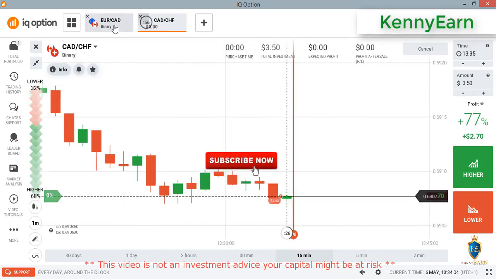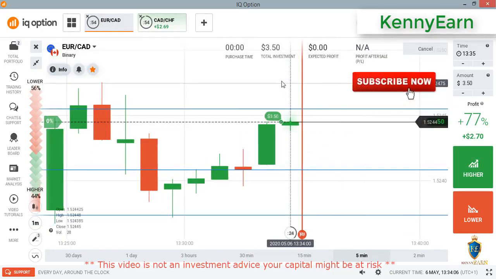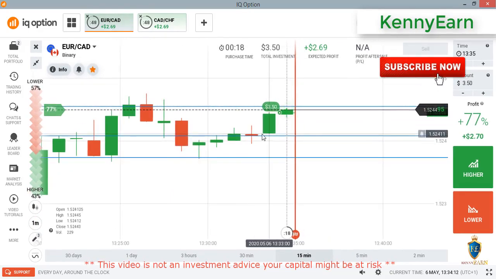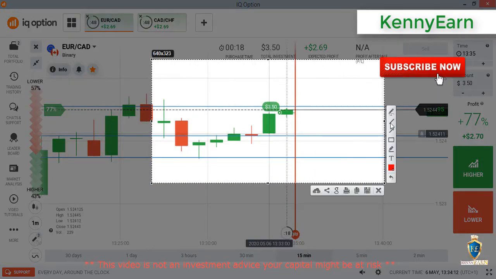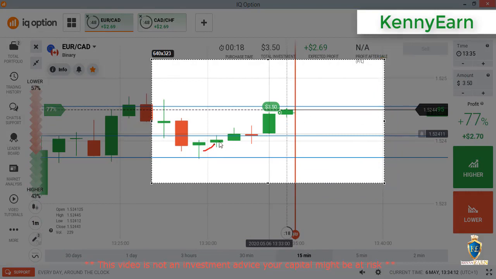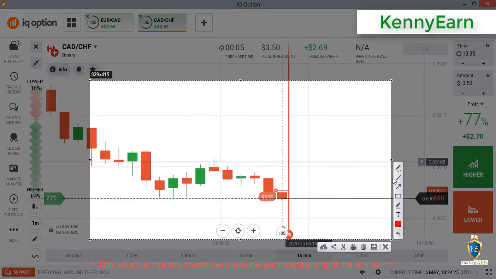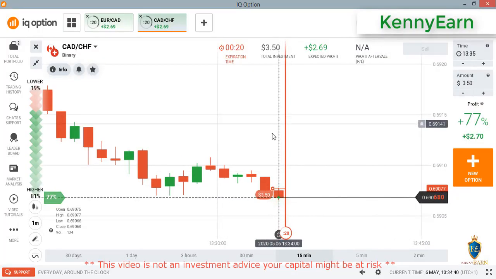I'll go with the lower option here, and here I'll go with the higher option. I went with the lower option here because I'm seeing a weak bearish candle and strong sellers' entry. Here I went with the higher option because I'm seeing a strong buyers' entry. And here the same thing. I think the buyers' area is down there, so I believe the market will come down. Let's see how it goes.